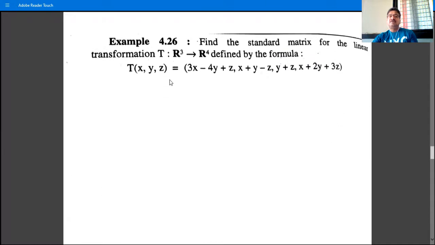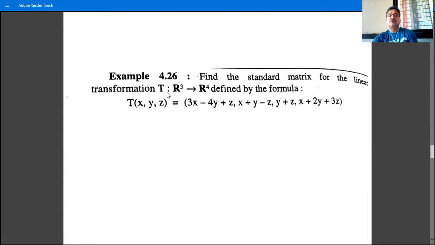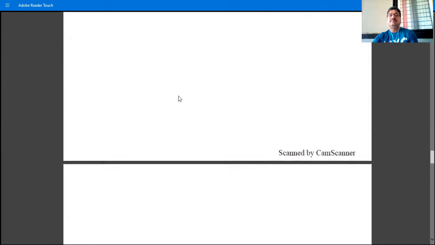Find the standard matrix for this linear transformation. It is R3 to R4. Obviously this R3 means this standard matrix contains three columns and four rows. So the rank of T plus nullity of T in this case is equal to 3, because the dimension of the domain R3 is 3.